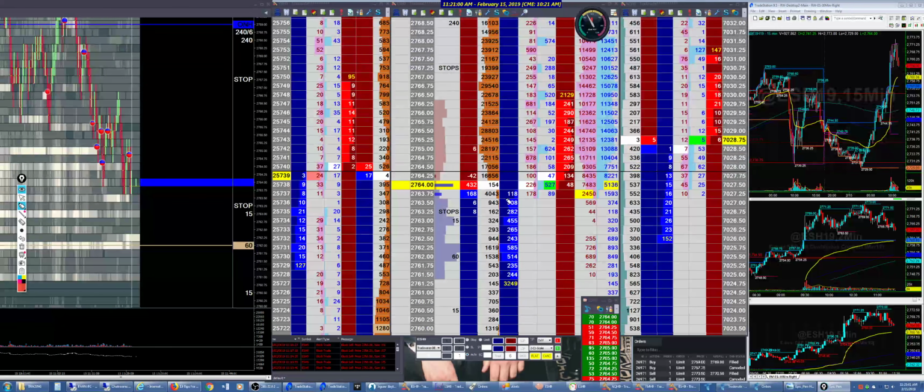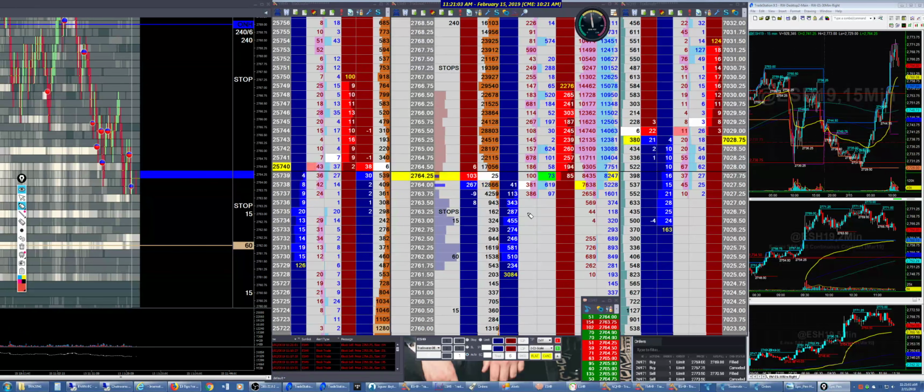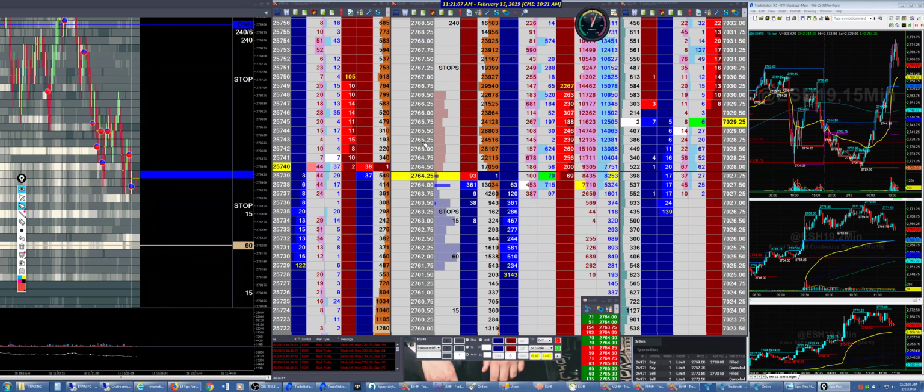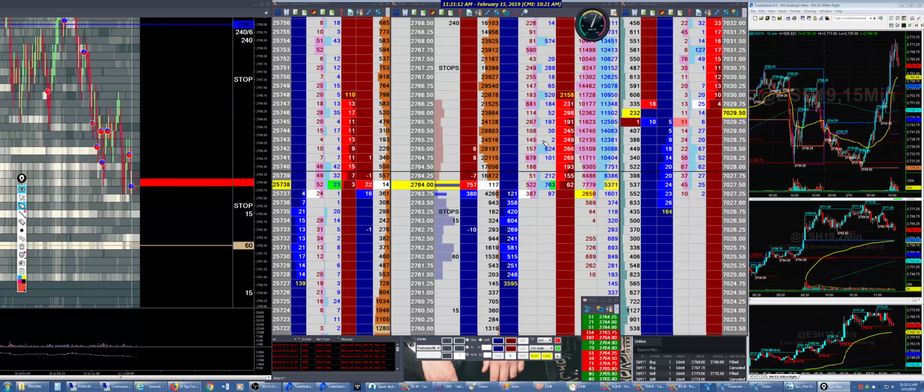But typically, if they're out of sync with each other, then the ES is usually stuck in the middle. There are times where the ES will lead the Nasdaq and the Dow, but usually the Nasdaq and the Dow are the ones that lead the ES. Not always, but it does happen. Anyway, enough about that.